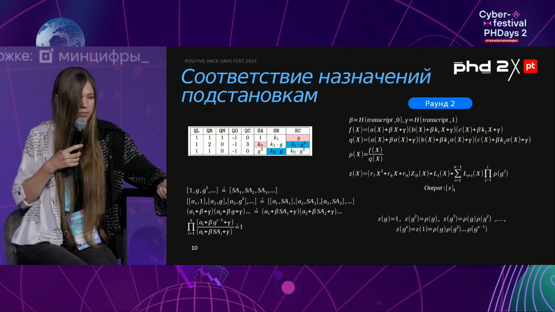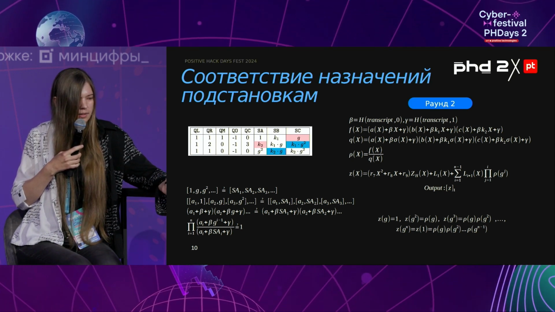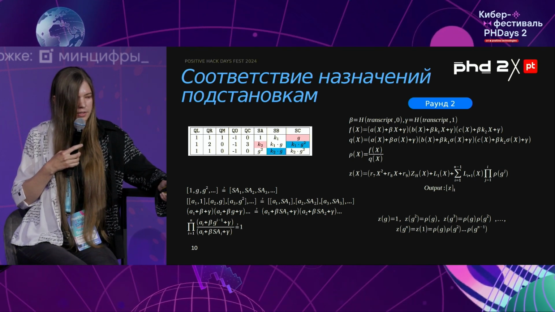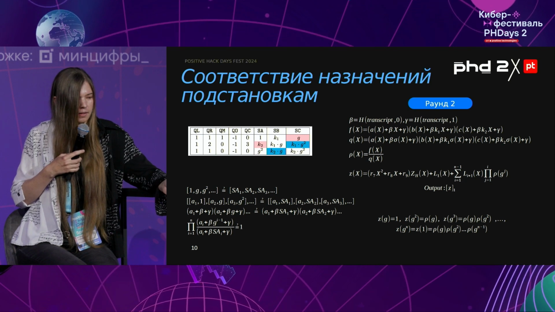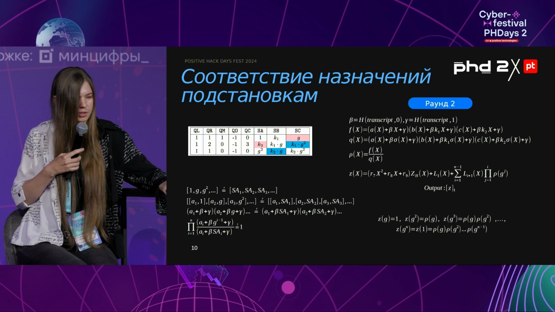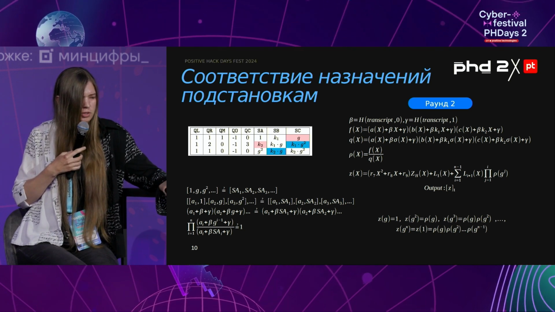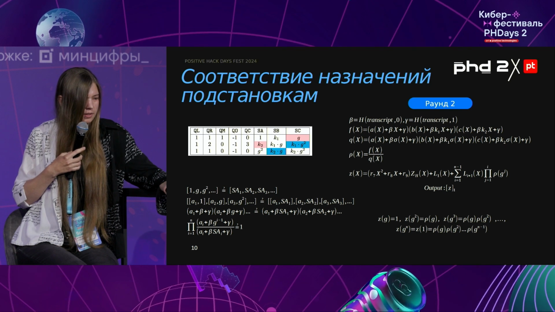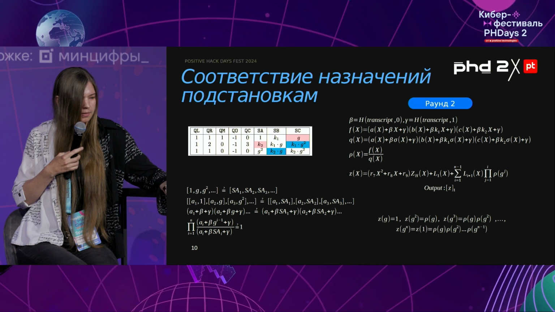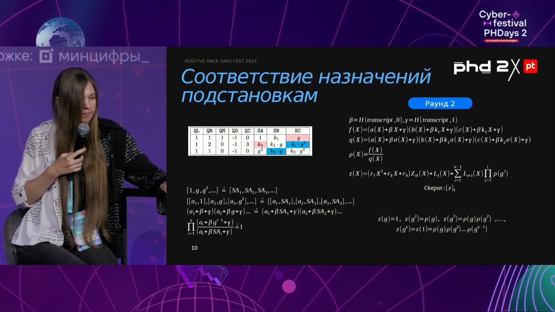Matching the values to the substitutes. For example, we would like to prove that some of the volumes are equal. How do we prove this if there is no such definition in existence? We can index them. First of all, we use A1, A2 with the witness components.